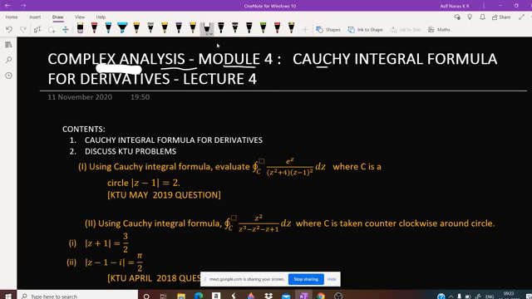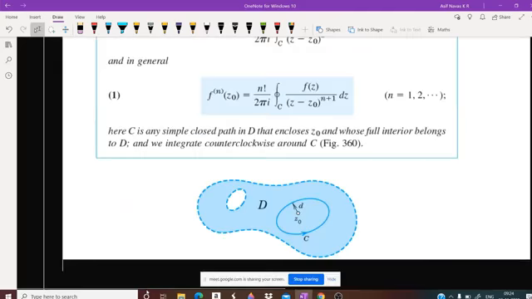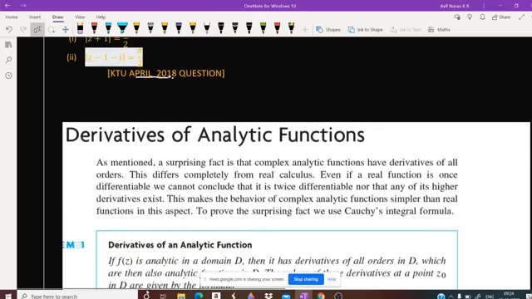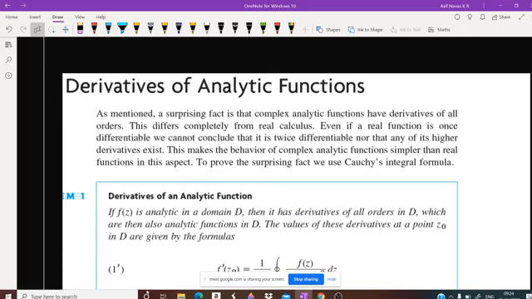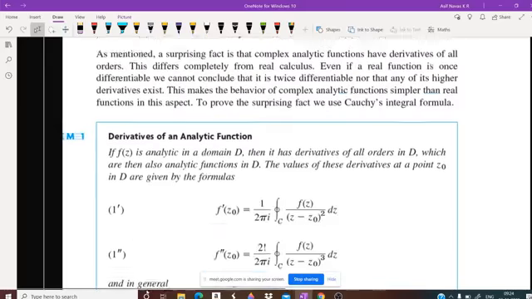Module 4, Cauchy integral formula for derivatives. In this lecture we will discuss the Cauchy integral formula for derivatives and KTU problems from May 2019 and April 2018. First we will discuss the Cauchy integral formula for derivatives.